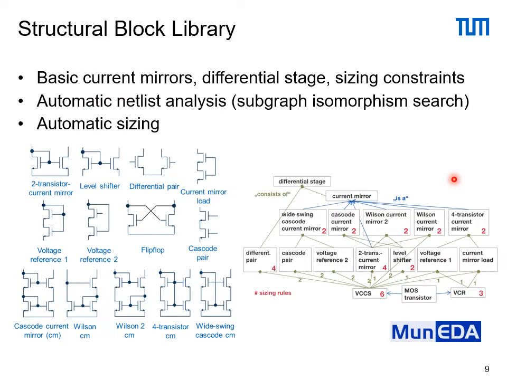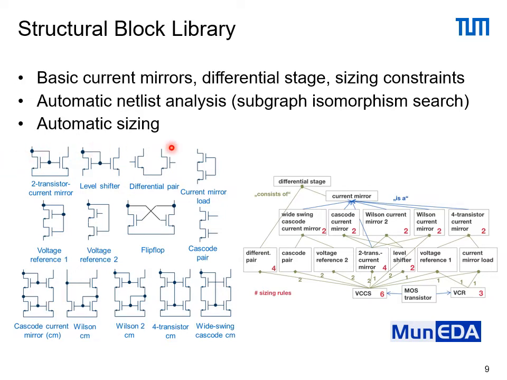Okay, so we start with a structural building block library. This is a library of basic current mirrors, a differential stage, and corresponding sizing constraints. So we have looked at all possible transistor pairs which have a relevance for the circuit design. And there are just these 8, right? I think from the bell number, when you can connect 2 transistors, each with 3 pins, you can think about, I don't know, it's 200 and something possible combinations, but only 8 of them make sense from the design point of view.